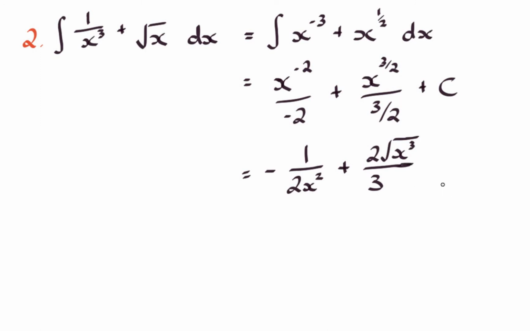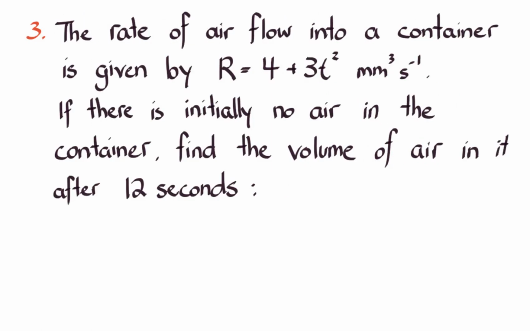Okay, so that's just putting it back in the form that we were given, and then we have our plus c. Okay, last example, and this one's a bit of a wordy one. All right, example 3. The rate of airflow into a container is given by r equals 4 plus 3t squared, and that's in cubic millimeters per second. Okay, so r is the rate of airflow, and t is time, and it's in seconds, we can see.